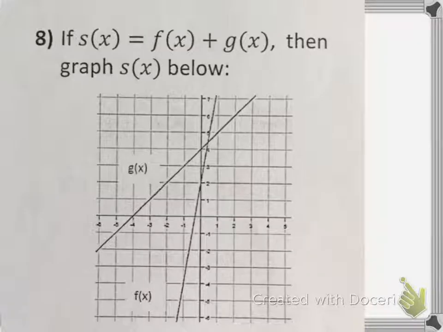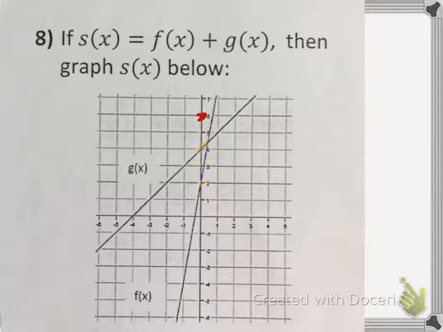All right, next example. It says if s of x is f of x plus g of x, then graph f of x below. Well, they gave me f of x and they gave me g of x, so really what I've got to do is just find some spots where I can add them together. So I'm going to look right here at 0. That graph is at 2, and this graph is at 4. So where's my new graph going to be? It's going to be at 2 plus 4, which is up at 6. So my first point on my graph is up here.